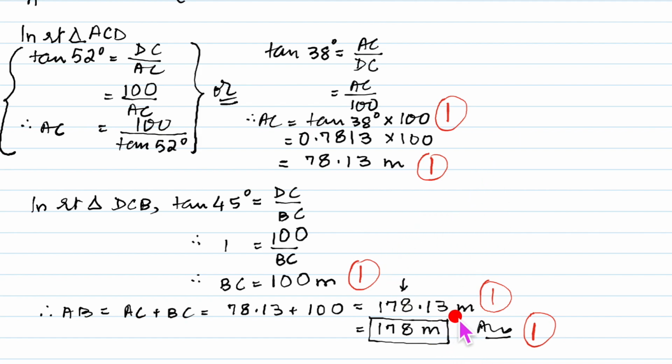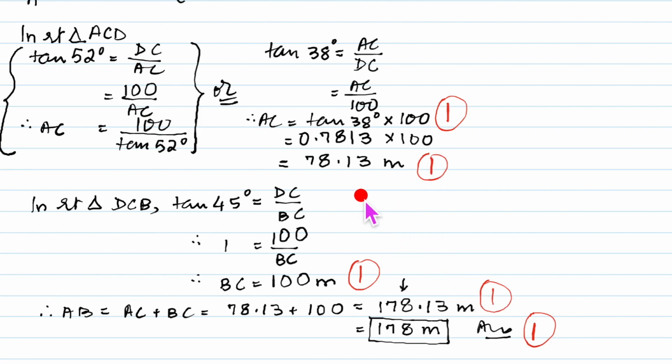It was a 5-mark question. So to get this was 1 mark here. To get this was 1 mark here. To get BC was straightforward and simple, 1 mark here. To add everything and to round off will be 1 mark each. So that is how you will get your 5 marks.